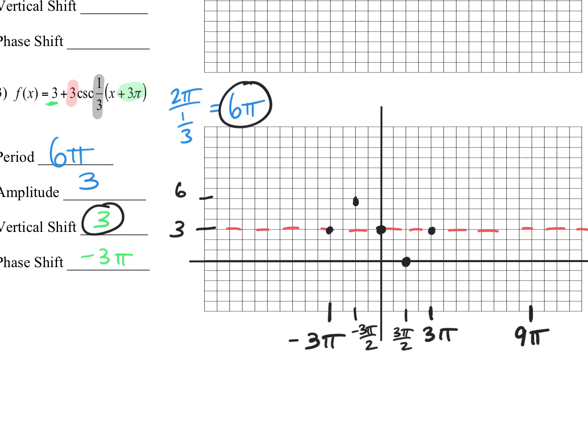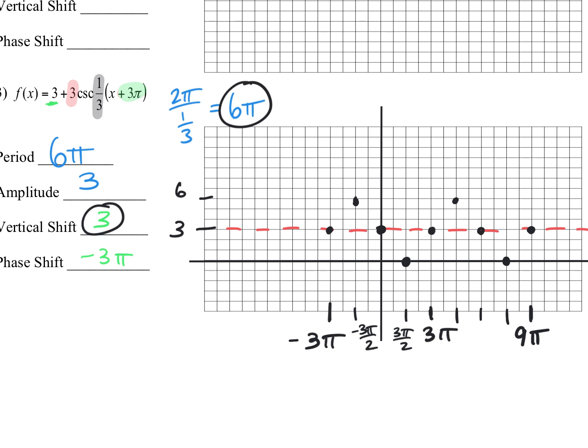We can keep going here. Let's just mark these every 2. So again, midline to a maximum, to a midline, to a minimum. Notice here, I'm not really evaluating at any specific value. I'm using the setup of my horizontal and vertical axis to guide my work.